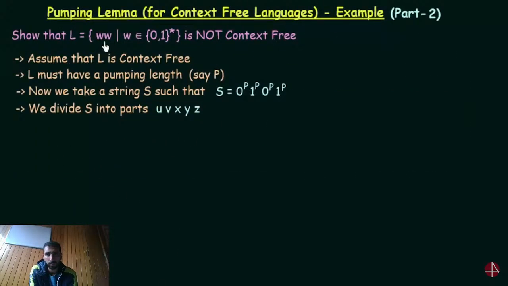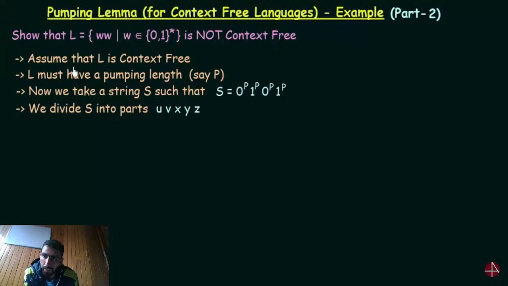All right, so we come back to our example, and what is the first step that we need to do? We need to first assume that L is a context-free language. So first we will assume that L is context-free, and then we will show that there is a contradiction to our assumption, and hence we'll prove that it is not context-free. So first of all, we will just assume that L is a context-free language.